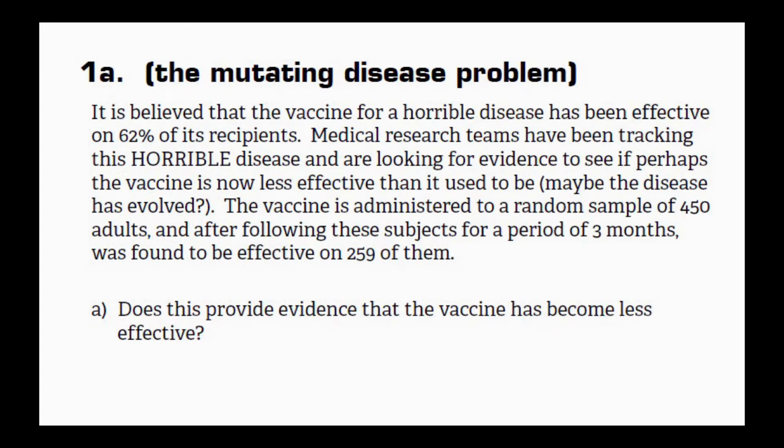This is kind of a question that has some relevance in today's time. That's why I chose it. The mutating disease problem. It is believed that the vaccine for a horrible disease has been effective on 62% of its recipients. Okay. Medical research teams have been tracking this horrible disease that has no name.